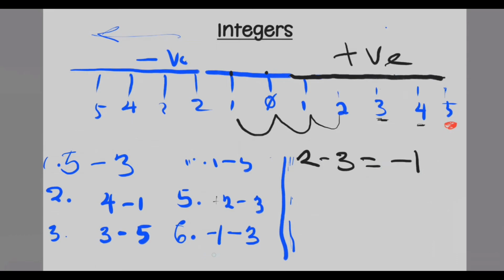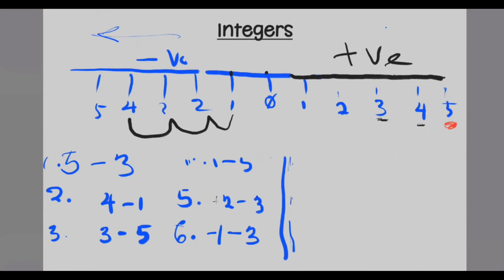Then we have another one, minus 1 minus 3. The reason why I put this one is so we can better understand it. So minus 1 is on the left side, right here. Because this is minus, we're going to start from minus 1 and count to the left by 3: 1, 2, 3. So our answer is minus 4. Therefore, minus 1 minus 3 is equal to minus 4.